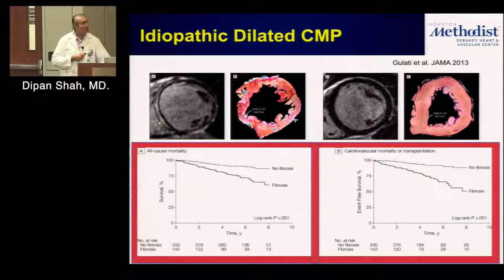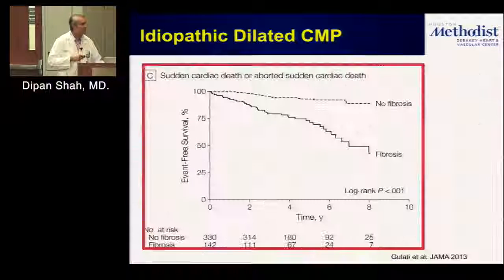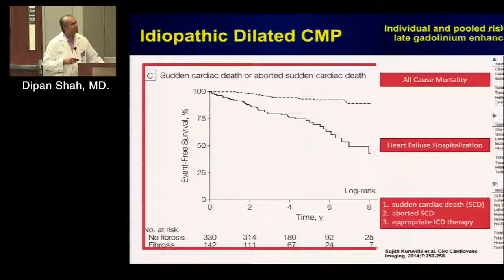And then let's wrap up here. In those patients with idiopathic non-ischemic dilated cardiomyopathy, there's also data showing that hyperenhancement is associated with a worse outcome than in those patients with idiopathic dilated cardiomyopathy that have no hyperenhancement. This is looking, in one study, at all-cause mortality as well as cardiovascular or transplant-free mortality. It also demonstrates the same thing for sudden cardiac death.